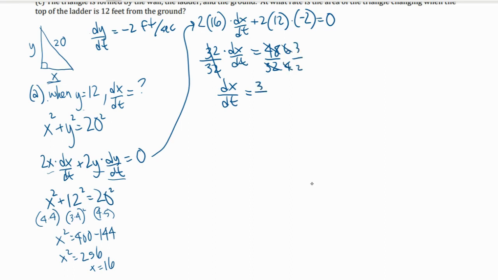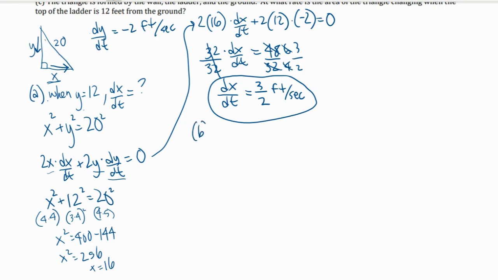So 3 over 2, and we are in feet per second. dx dt is 3 over 2 feet per second. So that makes sense that it's a positive number because remember, as y is going down, x must be increasing. Just think about the way that the ladder falls. It's going to be like over here. So x is going to increase as the ladder falls.